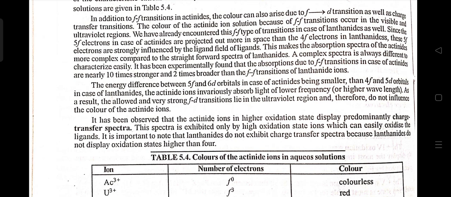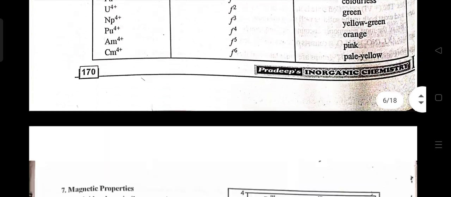It has been observed that the actinide ions in higher oxidation states display predominantly charge transfer spectra. This spectrum is exhibited only by the higher oxidation state ions, which can easily oxidize the ligands. It is important to note that the lanthanides do not exhibit the charge transfer spectra because lanthanides do not display oxidation states higher than 4.